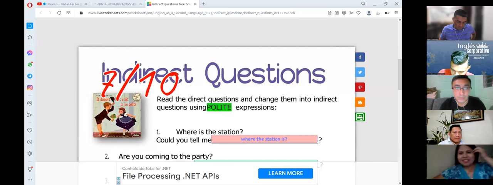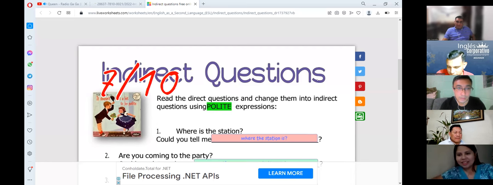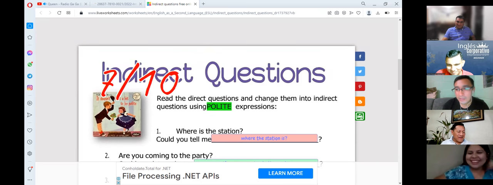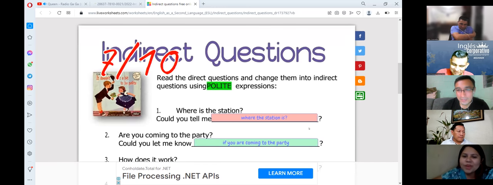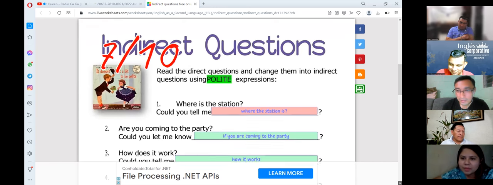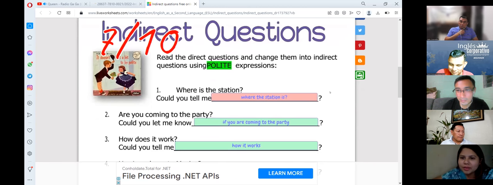Vaya, sí, aquí aclaremos. Teacher, no se asuste cuando dice 7 de 10. Ya le vamos a explicar qué fue lo que sucedió. Fueron errores de digitación. First, Sabrina explained the first question. In the first, where the station is, we add the, ¿cómo se llama? Sign mark? No, question mark. We wrote the question mark.